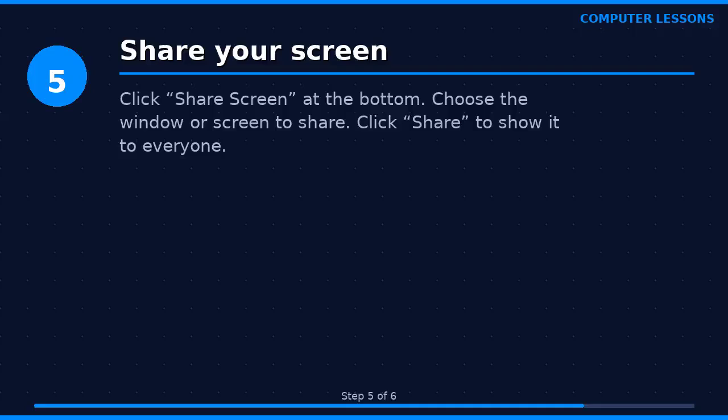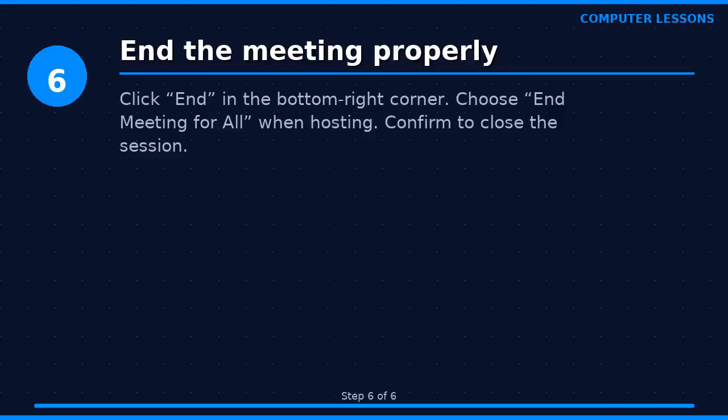Need to present? Hit share screen, pick your full screen or a specific window, and everyone sees what you're showing until you smash stop share. And when the clock hits 0, you slam that red end button, choose End Meeting for All, and walk off like a Zoom champion.